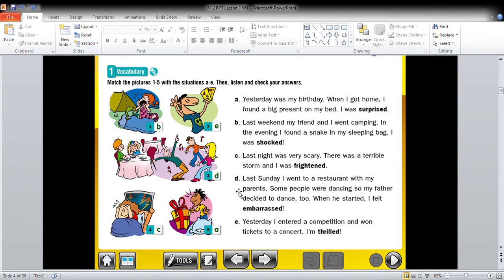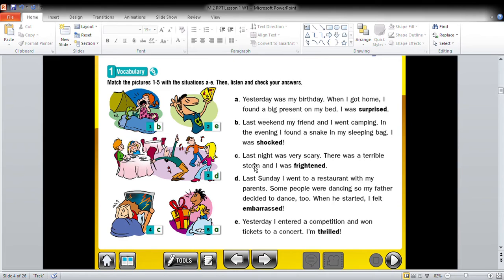And number 3, letter D. Last Sunday, I went to a restaurant with my parents. Some people were dancing, so my father decided to dance too. When he started, I felt embarrassed. So the girl, she was embarrassed because of her dad.